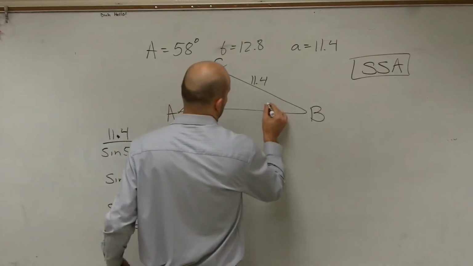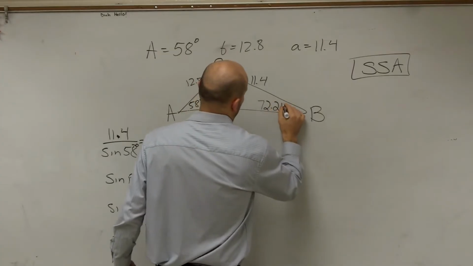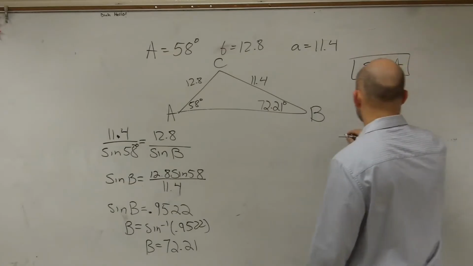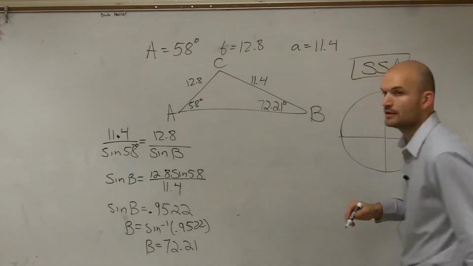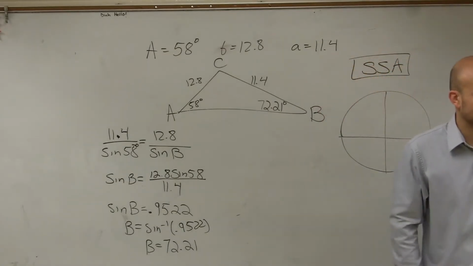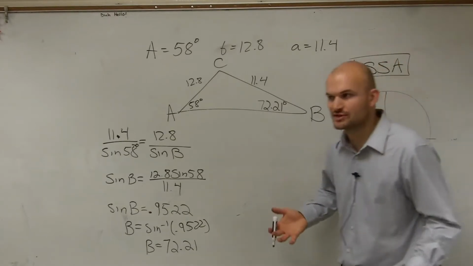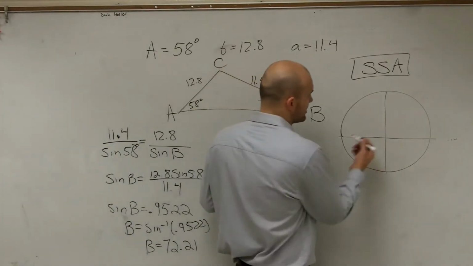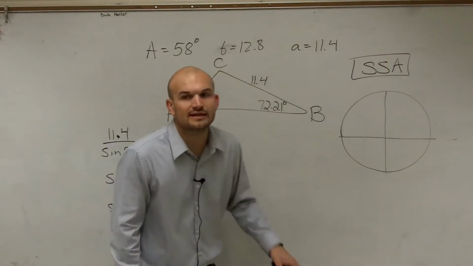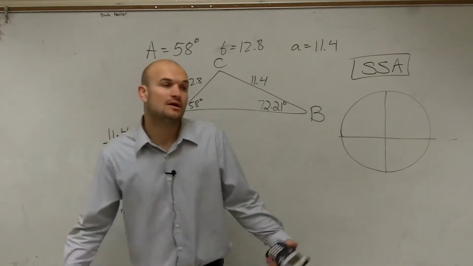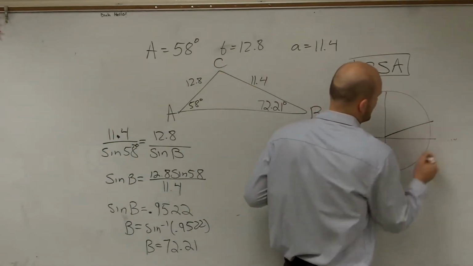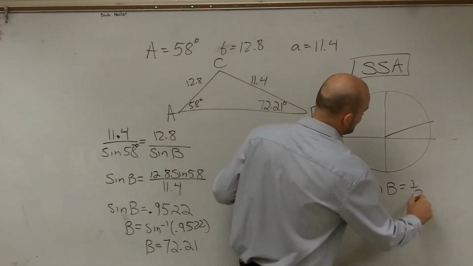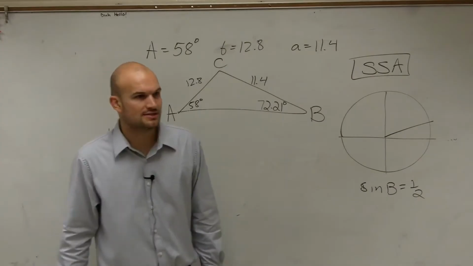Okay, so here's where it's going to get a little dicey. So let's go back to the unit circle. What I did is I just found the inverse. I applied the inverse. And the important thing for you guys to understand about the inverse is, let's say I have a sine value. Let's look at the sine value of 1/2. If I say the sine of B equals 1/2, is there one answer or two answers to that?